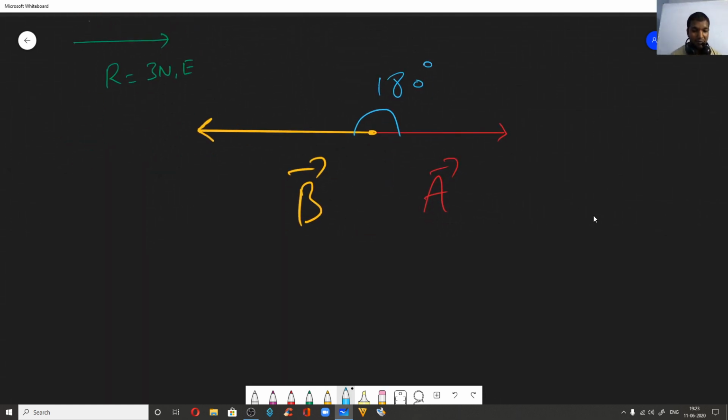I'll tell you one simple example to understand this. In this case, the resultant will be B minus A. Let us write only in terms of magnitude. So R will be B minus A. Say B is 7 Newton west, and vector A is say 3 Newton east. Then the resultant will be 7 minus 3, so that will be 4 Newton towards east.